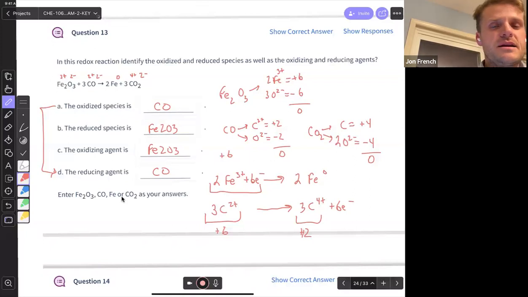We haven't even finished the redox reactions. So let's just pump the brakes on the acid-base questions here so I can answer the same questions. All right, so we're all set with the redox reaction.